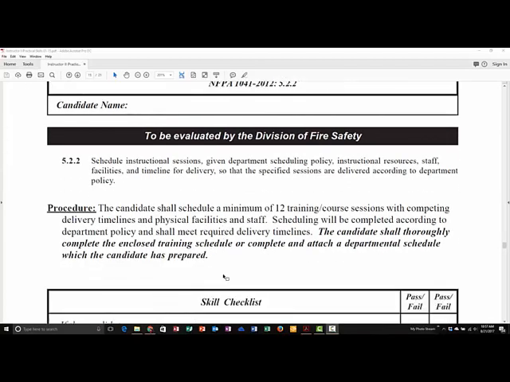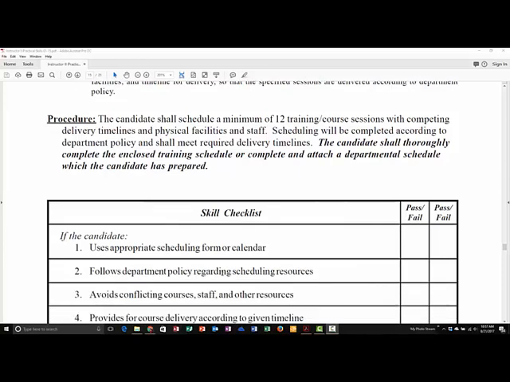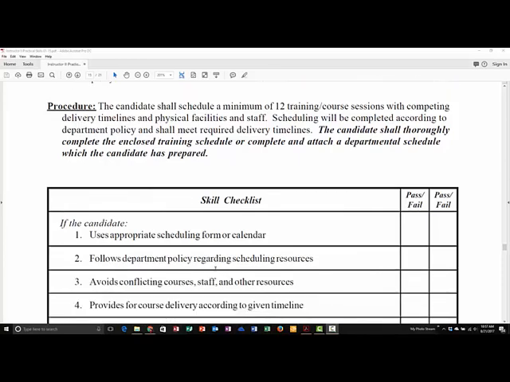Scheduling instructional sessions is a job for Instructor 2s. So they have given you a training schedule, or if you are the person who schedules training in your department and you do the schedule, then you can use a schedule you've already created to fulfill this requirement.